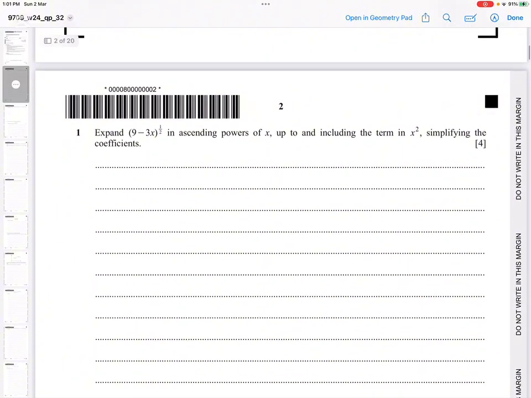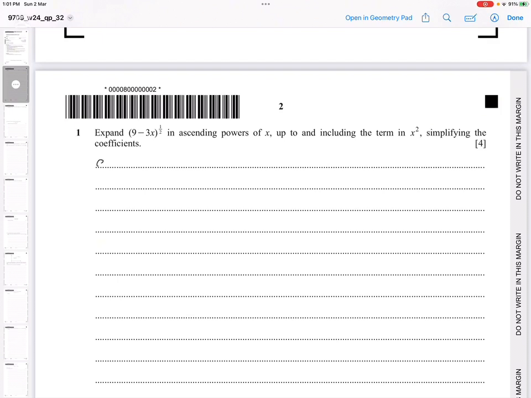Alright, this is a pretty long paper. In question number 1, expand (9 minus 3x) whole power 1 over 2 in ascending powers of x up to and including the terms in x square, simplifying the coefficients. Okay, we will use the formula.